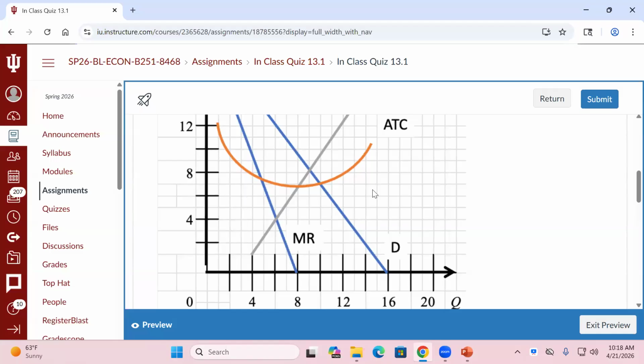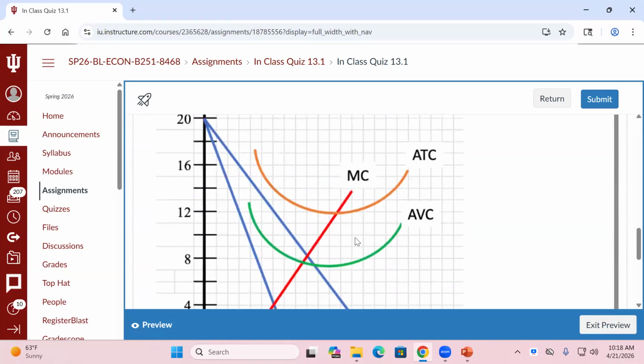Now, if I had a different example here where profits were negative, I would then need an additional curve to make my decision, which would be what? I stay open or shut down if price is above or below average variable. I gave you guys the depiction. What did I add? Average variable costs, right?